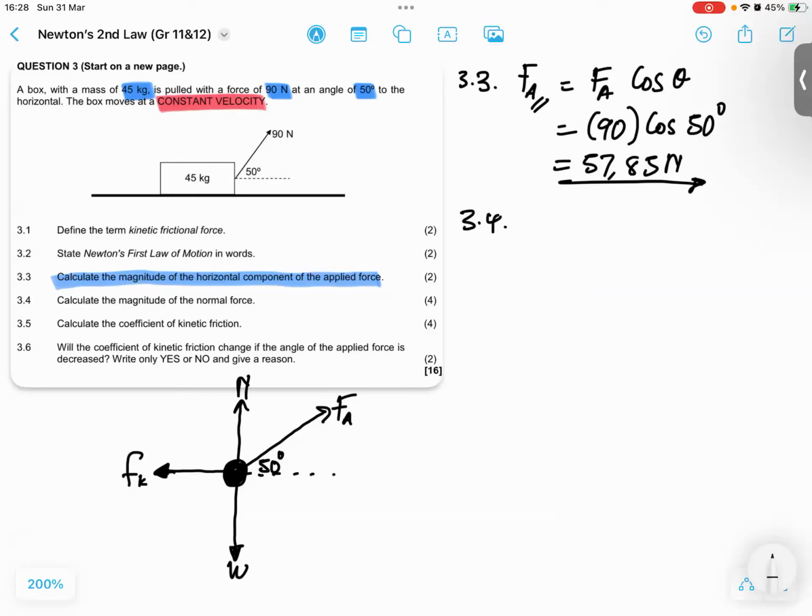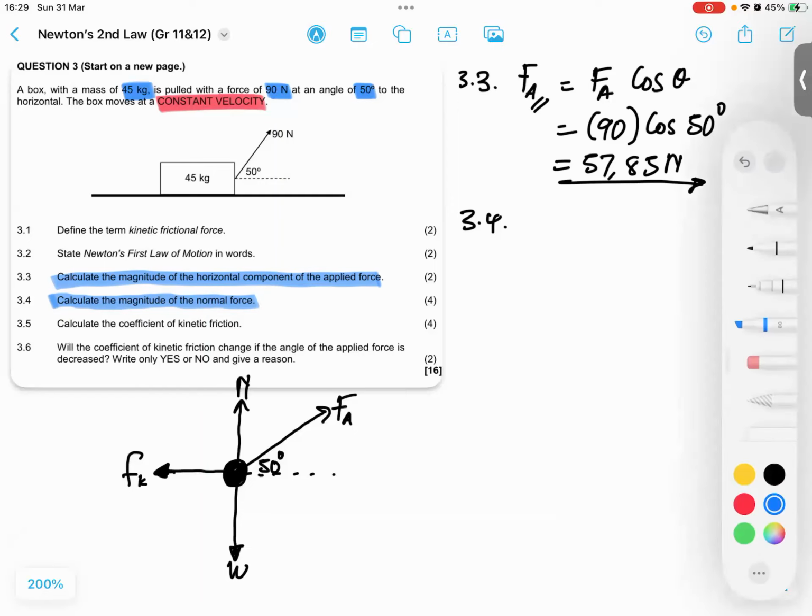the question there says calculate the magnitude of the normal force. So if you look at the magnitude of the normal force, what we need here, I'm going to break the applied force into two components from our free body diagram. So I'm going to represent the applied force as two components.